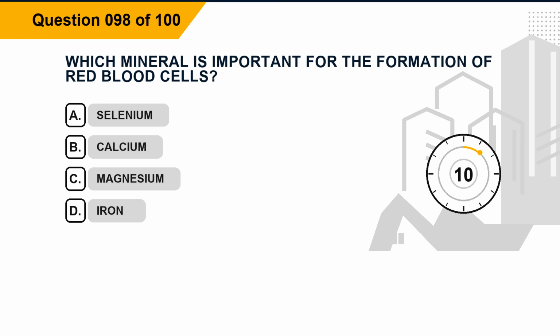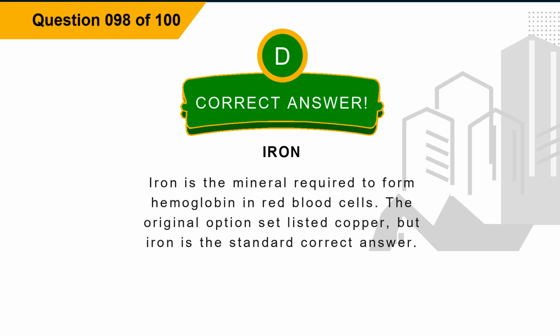Question 98. Which mineral is important for the formation of red blood cells? Option A, selenium. Option B, calcium. Option C, magnesium. Option D, iron. The correct answer is option D, iron. Explanation. Iron is the mineral required to form hemoglobin in red blood cells. The original option set listed copper, but iron is the standard correct answer.